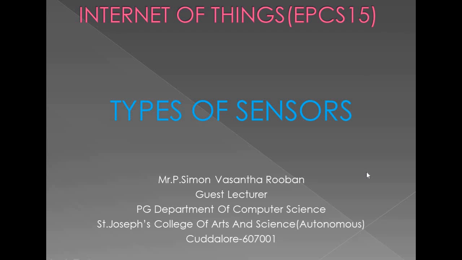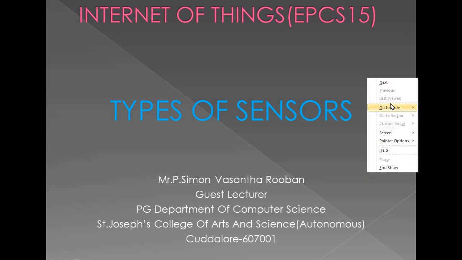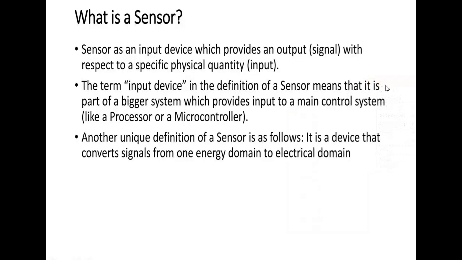In this video, we are going to see about the sensors used in the Internet of Things. First of all, we need to know what a sensor is. A sensor is an input device which provides an output with respect to a specific physical quantity. The term input device in the definition of a sensor means that it is part of a bigger system which provides input to a main control system like a processor, microcontroller, or any other control system.